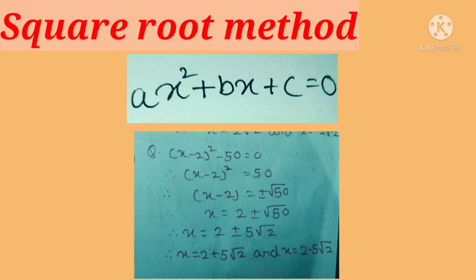So (x minus 2) the whole squared, I'll keep on the LHS only. This minus 50, I'll take to the RHS, and I'll find the square root of it. My x minus 2 is equal to plus or minus root of 50. This root of 50 gives the answer 5 root 2. The minus 2 I have taken to the RHS, so it becomes x is equal to 2 plus or minus 5 root 2. So the answer will be 2 plus 5 root 2 or 2 minus 5 root 2.